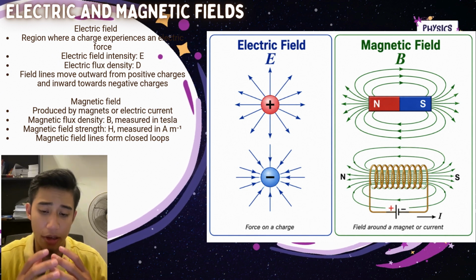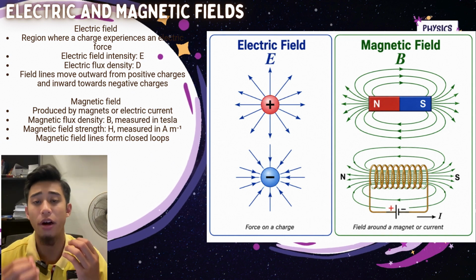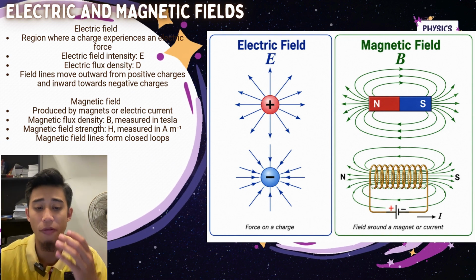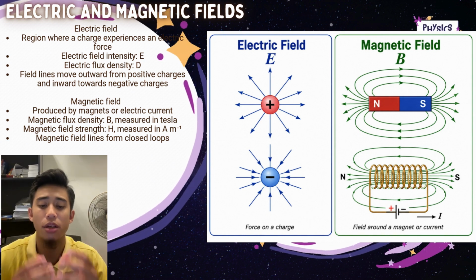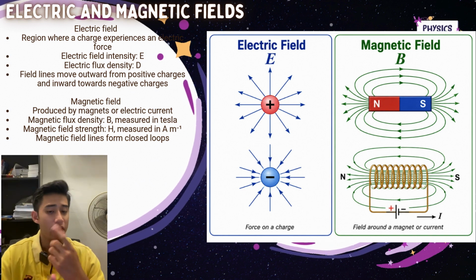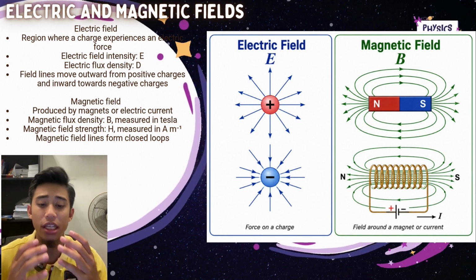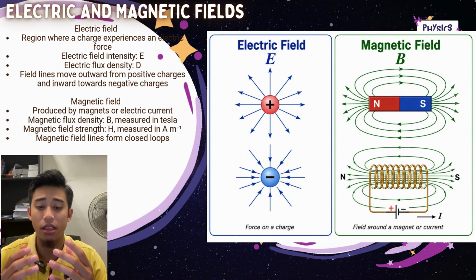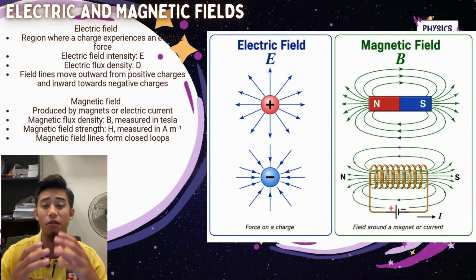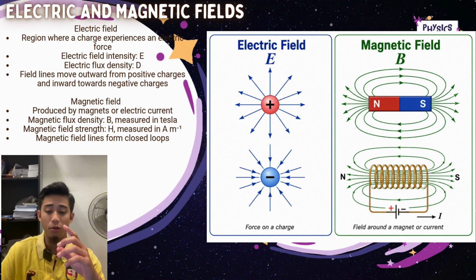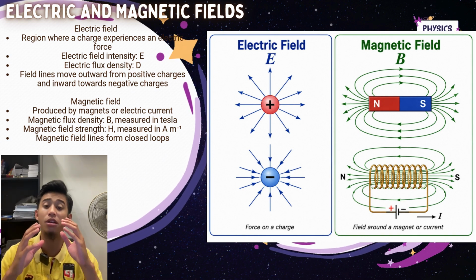Electric and magnetic fields. An electric field is a region where an electric charge experiences a force. We normally represent electric field intensity using the symbol E. Electric field lines move away from a positive charge and towards a negative charge. The number of electric field lines passing through a unit area is represented by electric flux density, D. A higher flux density indicates a stronger electric field.